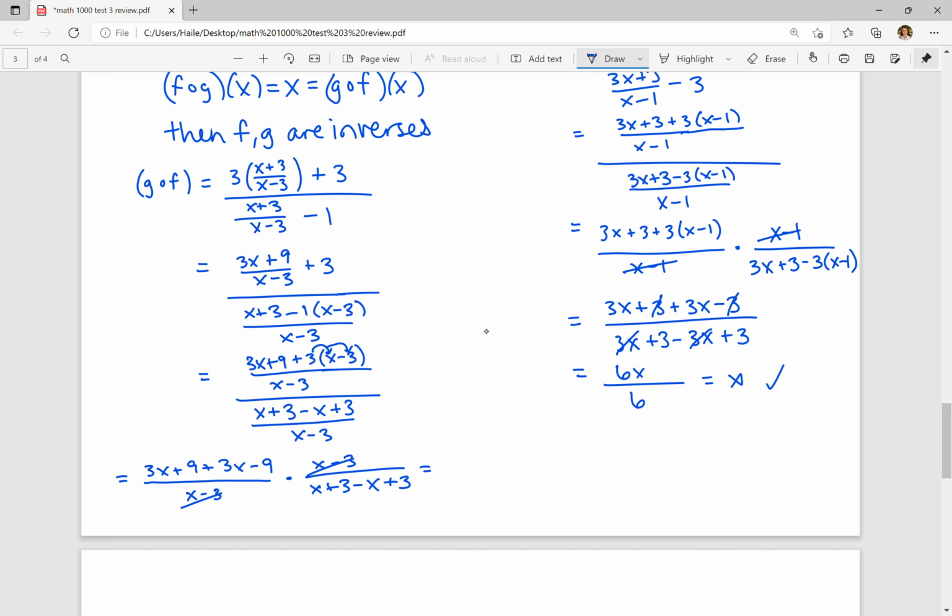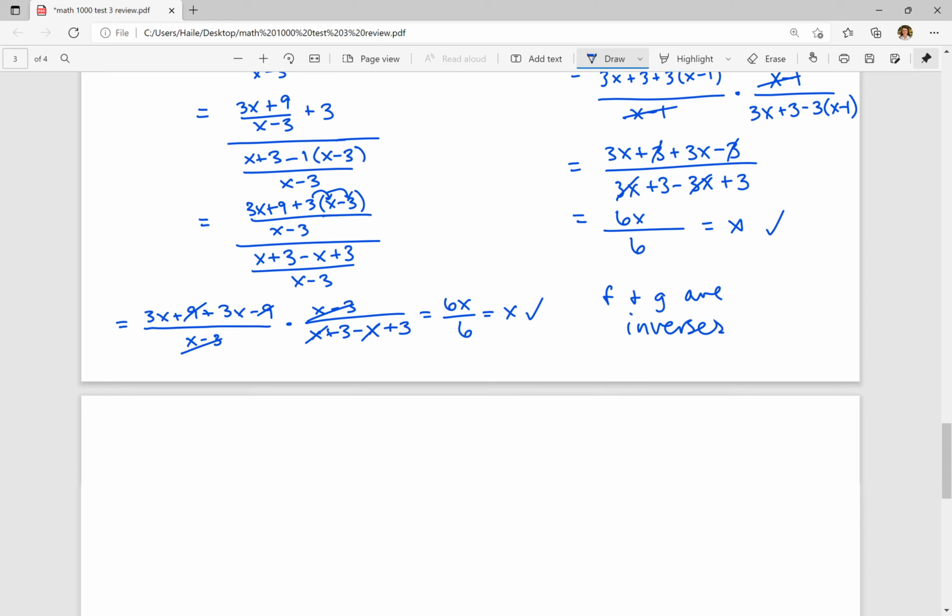If we add the things on the top, we'll have 6x, and the positive 9 and the negative 9 cancel out, so we're just left with 6x. And on the bottom, the x and the negative x cancel, and we're left with 3 plus 3, which is 6. And if we do 6x divided by 6, we're just left with x. So that's good. Both sides work, so your conclusion should be f and g are inverses. Okay?